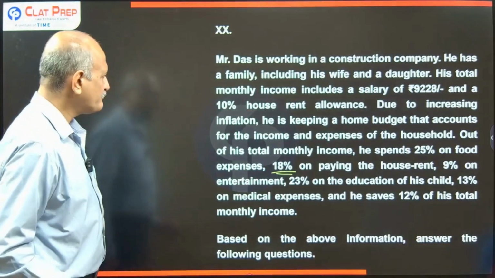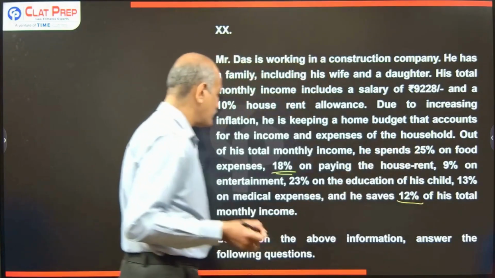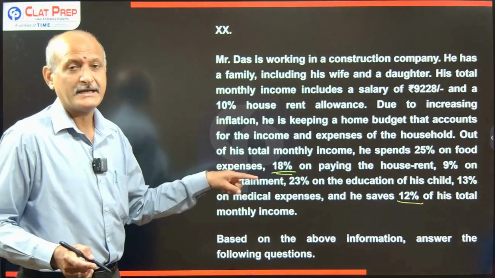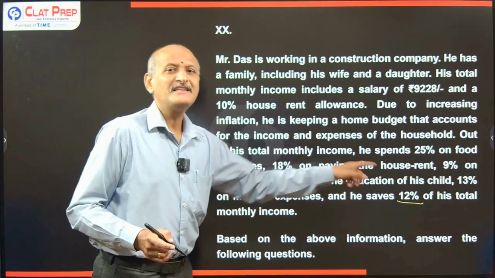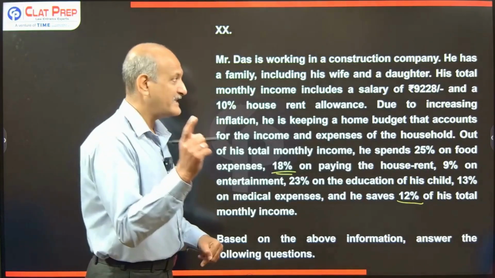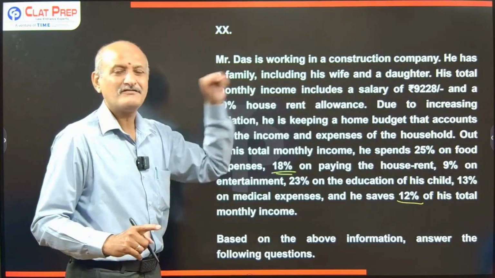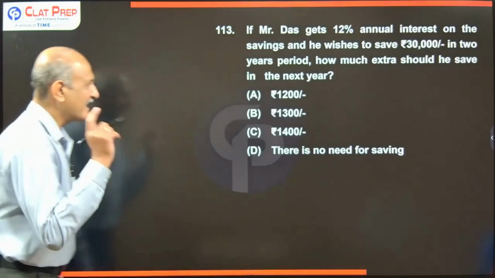See here, what do we know? We know that he is going to save 12% of his total monthly income. That means each month he is saving 12% of the monthly income. Mind it, the monthly income is in two parts here, that is 9228 and 10% of that 9228. So hence, can I tell it this way?